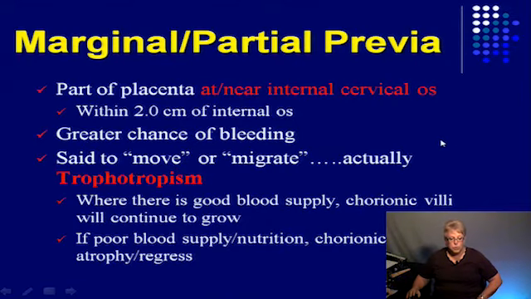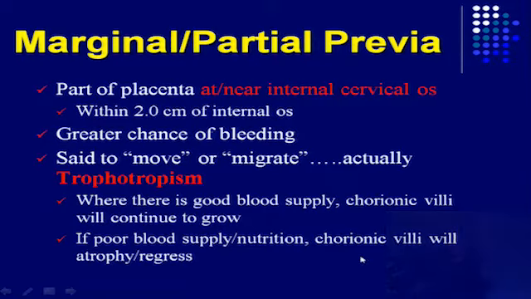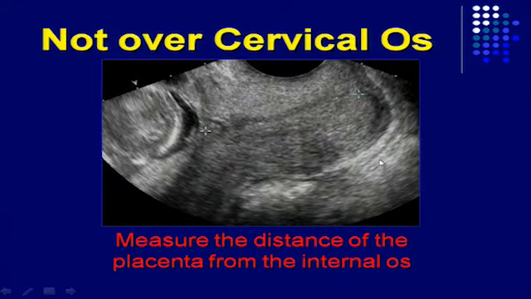So marginal or partial, you have part of the placenta at or near the internal cervical os, within 2 centimeters of the internal os, greater chance of bleeding. Said to migrate or move, but it's actually just, again, that trophotropism. If there's not good blood supply down there, then the chorionic villi don't continue to grow, but you can have some membranes over there. Where there is good blood supply, chorionic villi will continue to grow. Poor blood supply, nutrition, chorionic villi will atrophy or regress. So it's not like the placenta is getting up and moving away. It's just the physics of it.